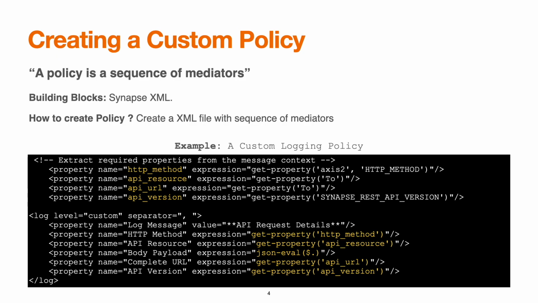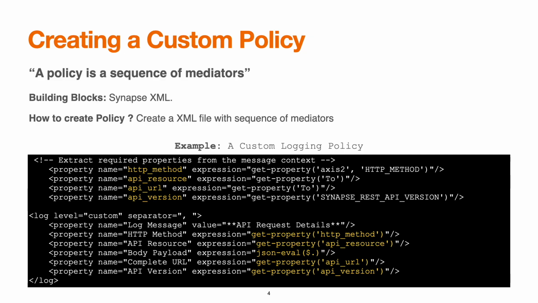Okay, so in this scenario we are going through a custom sequence with the logging policy. You can see that we have HTTP method, API resource, API URL, and API version. These are all properties which we are grabbing from the request and logging with a comma separator.